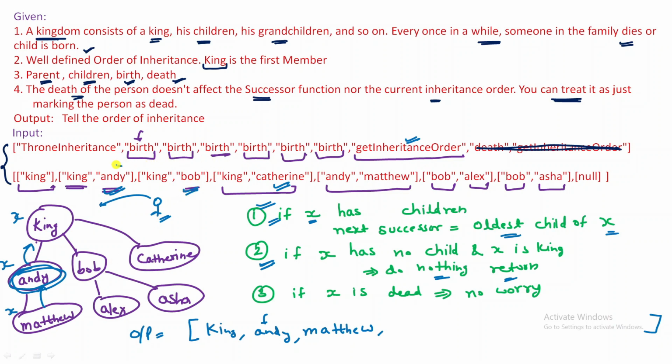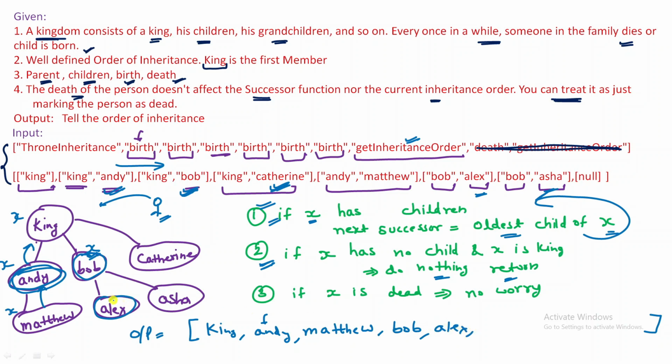How? Because in this order of sequence, whoever took birth earlier will be the eldest person. So Bob is eldest, then Catherine. So Bob will be the king according to the question. Now Bob is the king, that is, he is the next X, so we are calling again with Bob. Who will be the next king? If this person has children, the eldest will be next. Alex is the eldest; if you see here also, first Alex took birth, then Asha came.